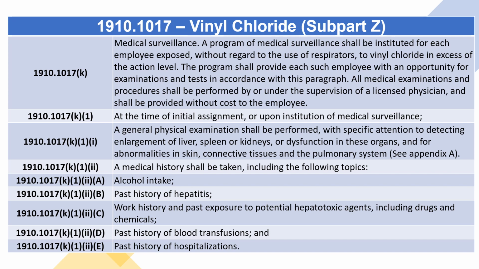1910.1017 K.1.ii. A medical history shall be taken, including the following topics: 1910.1017 K.1.ii.A through 1910.1017 K.1.ii.E. Alcohol intake, past history of hepatitis, work history and past exposure to potential hepatotoxic agents, including drugs and chemicals, past history of blood transfusions, and past history of hospitalizations.